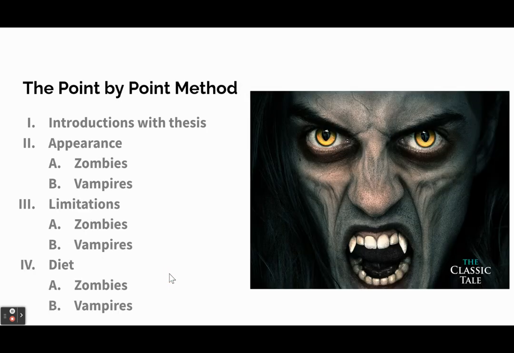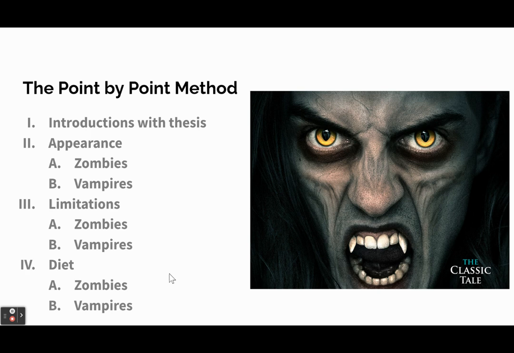In a lot of ways, I think the point by point method is better. And I'm going to be asking you to use the point by point method. I have an introduction with the thesis. Then I'm going to talk about the appearance of zombies and the appearance of vampires. Then I'm going to talk about the limitations of zombies and vampires. And then I'm going to talk about the diet of zombies and vampires. So, very quickly, just kind of running through.